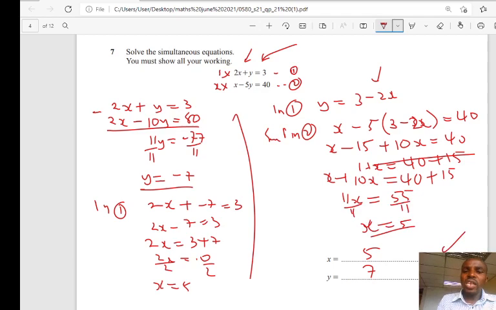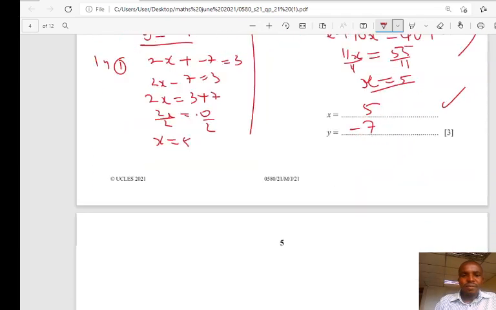Then to find y, you can just put your x here, 5. Then you can find your y, right? It's minus 7 actually. So this one was minus 7. Then you can say you are done.